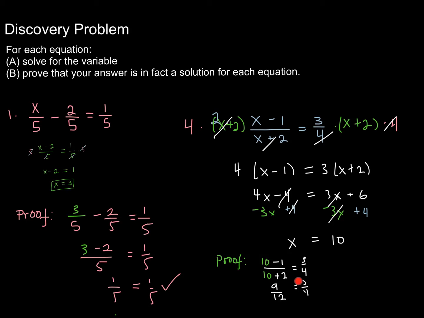And I don't have to do anything else here. 9/12 is equivalent to 3/4. They are equivalent fractions. Alright, so at this point, let's go ahead and capture some of the key points that we've discovered.